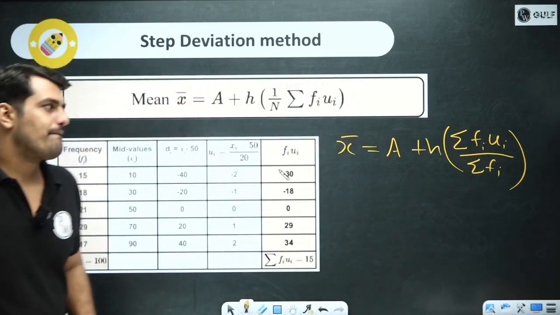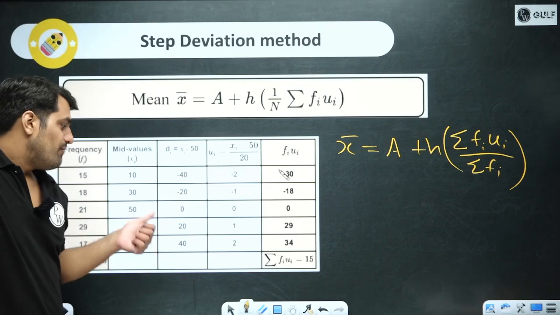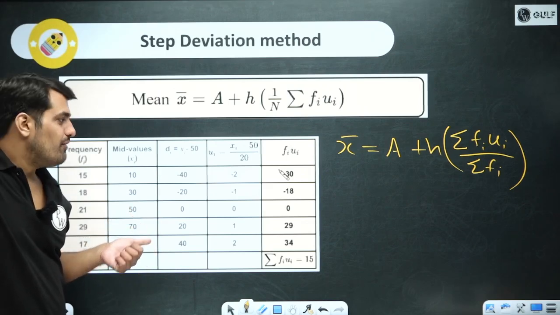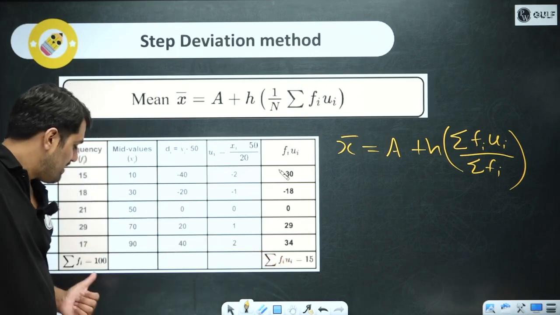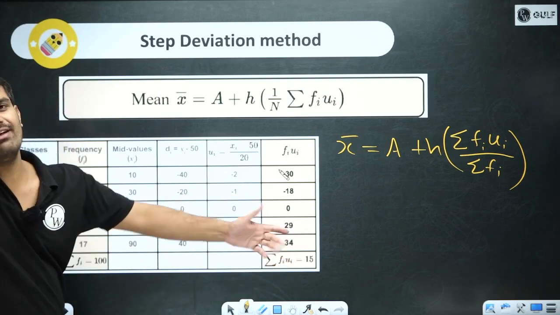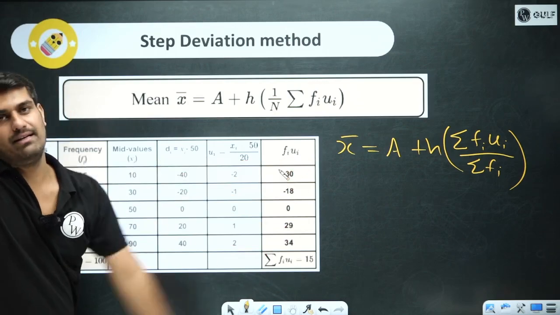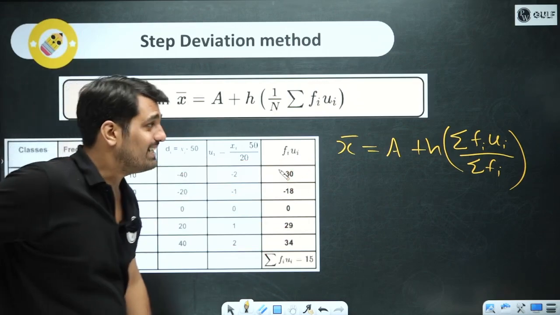This is the formula. You have the value of a, which is 50. You have the value of h, which is 20. You have the value of sigma fi ui as 15. You have the value of sigma fi, which is 100. Put down all the values. The correction factor is there. You'll get the mean. And yes, this is it.